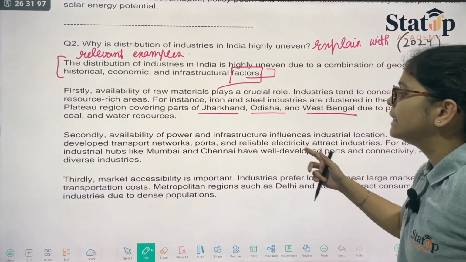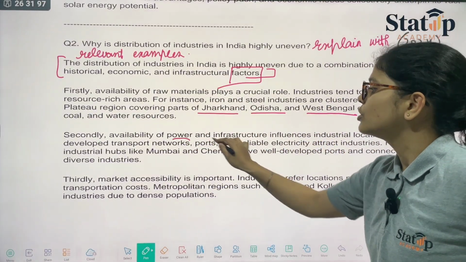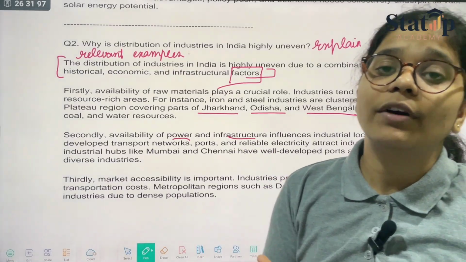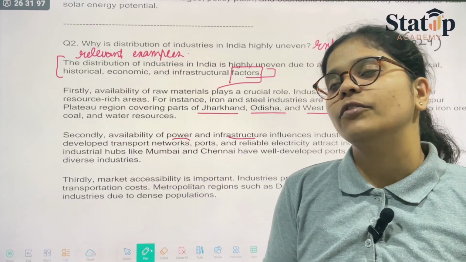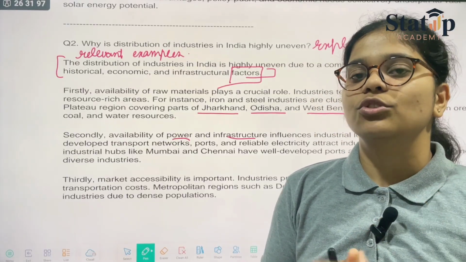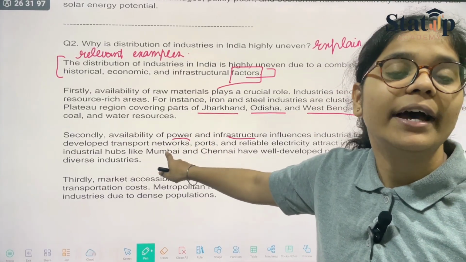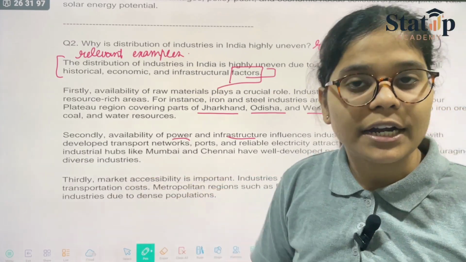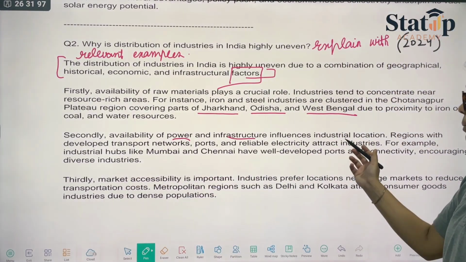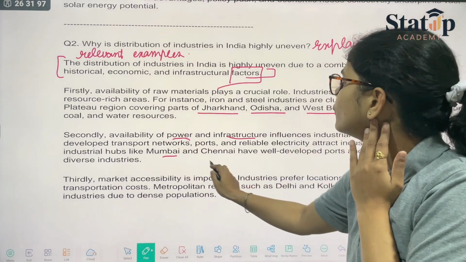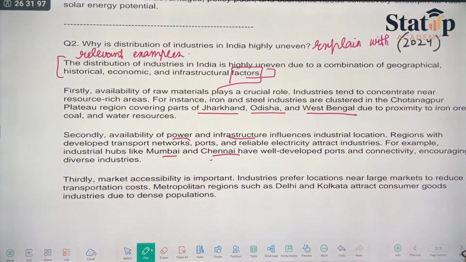Then we have, secondly, availability of power and infrastructure. Power should be there because industries already have a large number of machines, so a large amount of power is required and the supply of power needs to be there. Therefore it has to be there. So power could be provided from Mumbai, from Chennai, and areas of that sort.